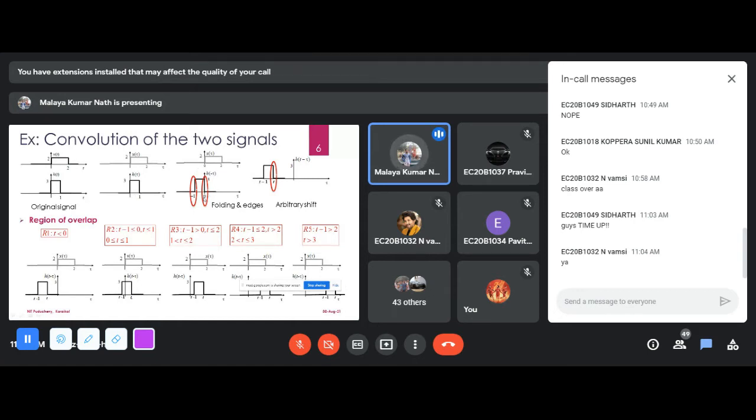Once it is folded, we have to perform the shifting of this folded signal over the unfolded signal. Now look at how the shifting is occurring. If this h of tau, that is h of minus tau, I shift towards the left, there will be no overlapping. Can you see? There will be no overlapping. As there is no overlapping, when we multiply, this will give rise to 0.